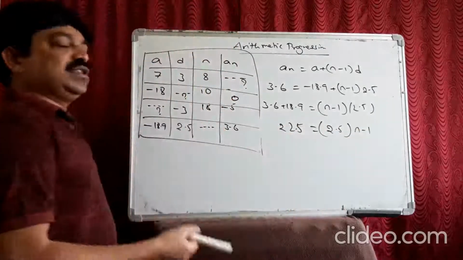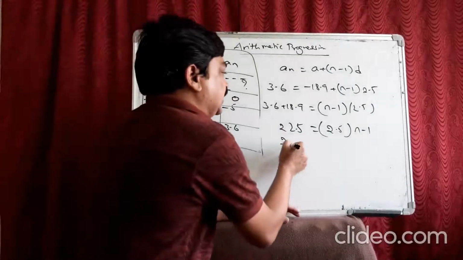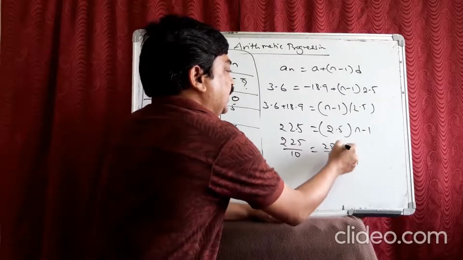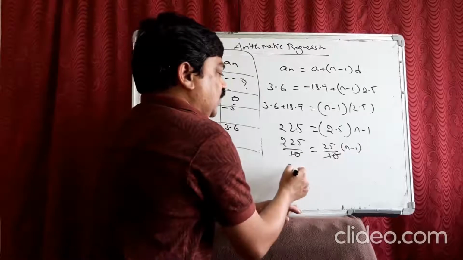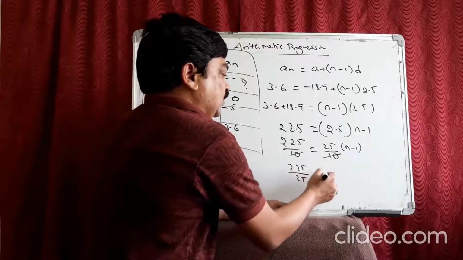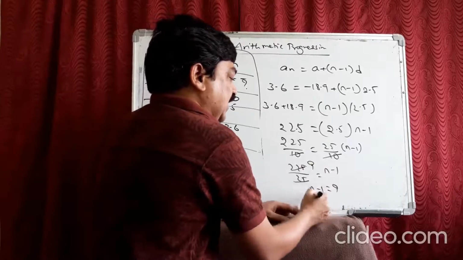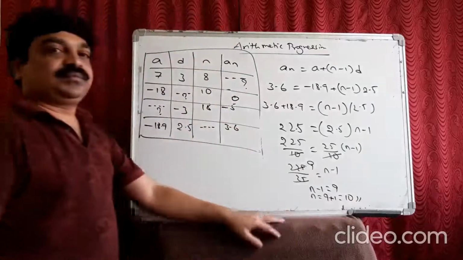If you are not able to subtract or divide the decimals, you can do it like this: 225 by 10, 25 by 10 into (n minus 1). This is an easy way to do it. So you can cancel now. 225 by 25 is equal to n minus 1. It is 9. So n minus 1 becomes 9. n equal to 9 plus 1, it is 10.